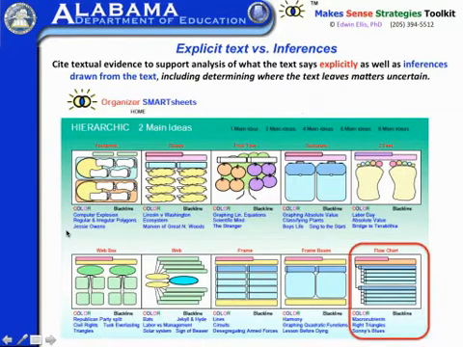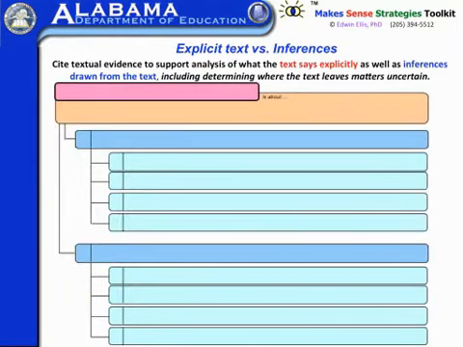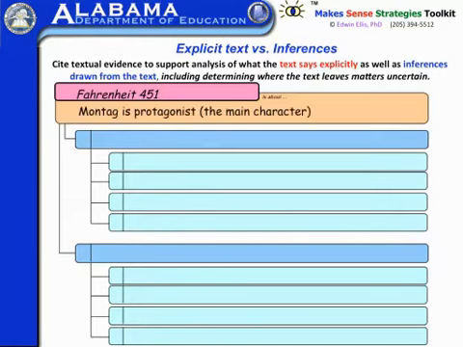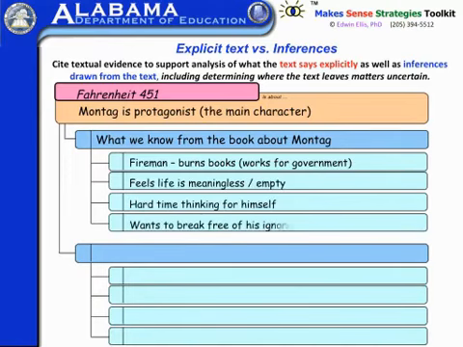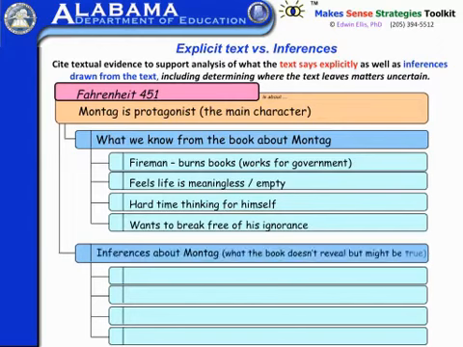And so I'm going to click on flowchart to give you an example of how this might be used or set up. So we're looking at what the text says explicitly as well as inferences. So for an example, let's say we're reading Fahrenheit 451, and this is the gist. We're talking about Montag. And what we know from the book about Montag, and these would be what the book says explicitly. And these are inferences about Montag, what the book doesn't reveal but might be true.